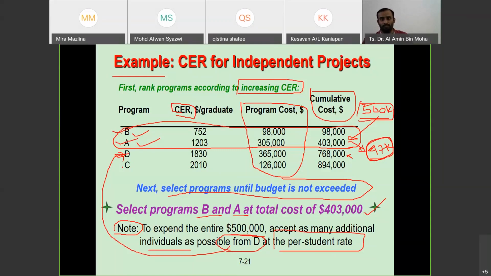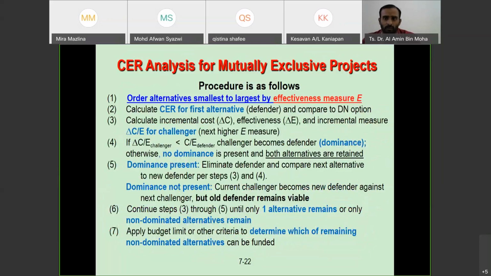For independent projects, for one project, they have several programs which you want to choose based on the budget. So this is for CER analysis for mutually exclusive projects. Basically, we have the guidelines here. We have the procedure. If you just follow the procedure that has been given, then you're going to get the steps, the direction, and you're going to get the answer. So I hope you can go through this.